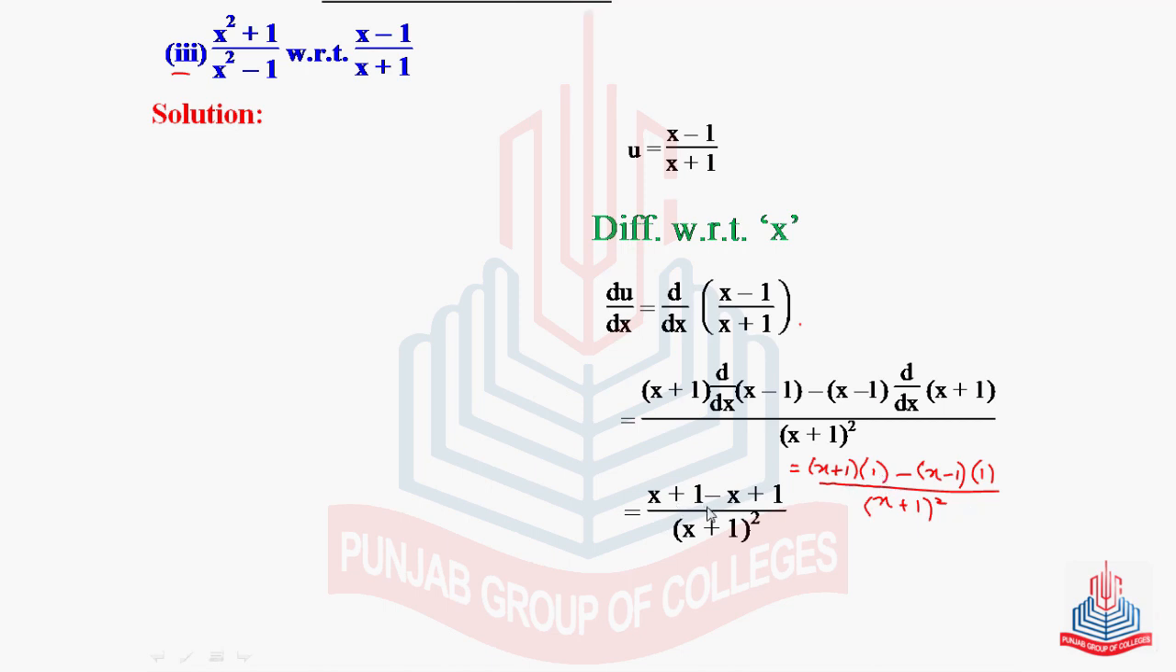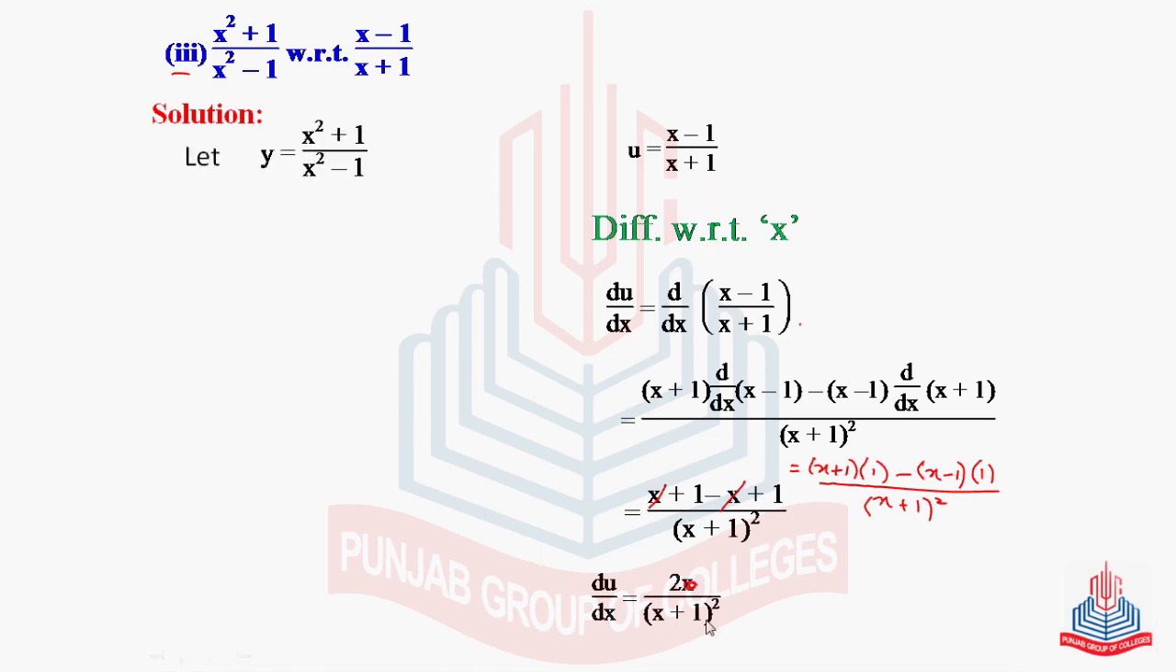So simplifying this one, this x plus 1 multiplied by 1 will become x plus 1, and this minus will be applied on this x minus 1. So we have minus x, and this minus and minus will become plus 1, and this x will be cancelled out. We have 2 divided by, this is actually, 2 divided by (x plus 1) whole square.